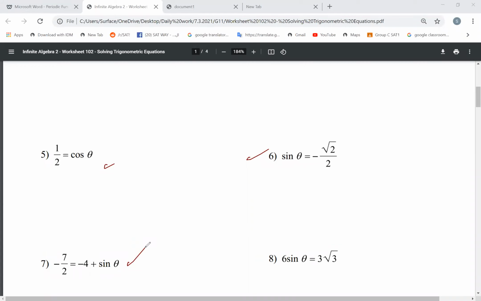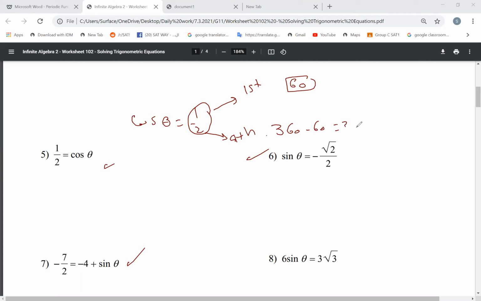Okay? Cosine theta equals half, in the first quadrant, and in which other quadrant? First and fourth. Cosine theta equals half, so theta equals what? 60. So this is 60 degrees in the first, and in the fourth it will be 360 minus 60, which is 300. What about number 7? This one will be negative.